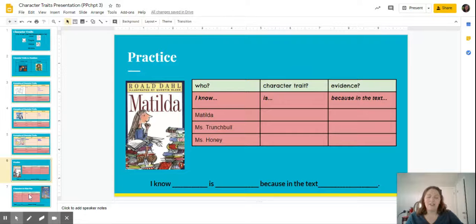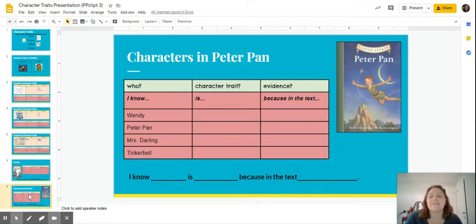Now, your job or your task this week is to think of the characters in chapter 3 of Peter Pan and describe them. Good luck.